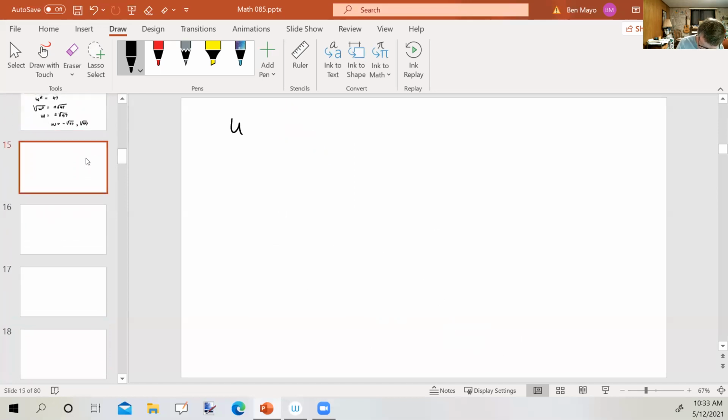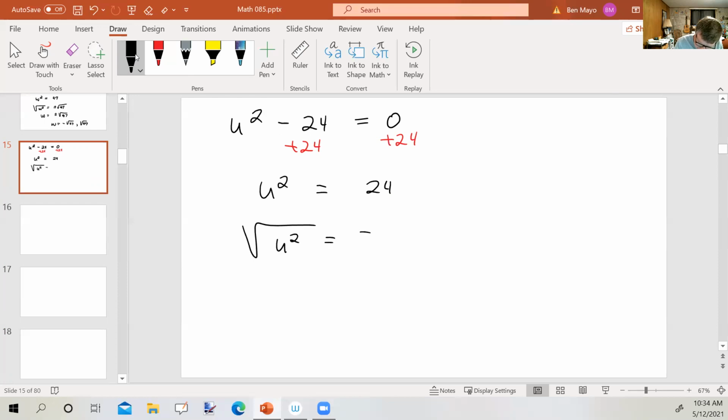Let's take a look at another example. Here we have u squared minus 24 equals 0. So to isolate the square containing the variable, we'll add 24 to both sides of the equation. Now we have a perfect square containing a variable equals a constant. Taking the square root of both sides, we get u equals plus or minus the square root of 24.